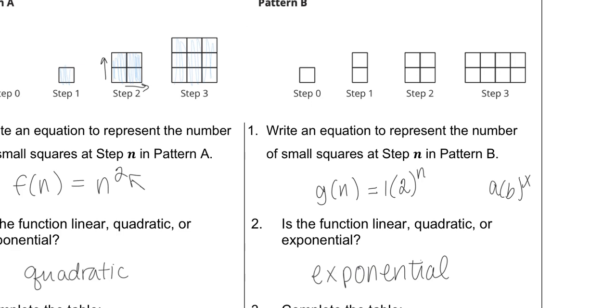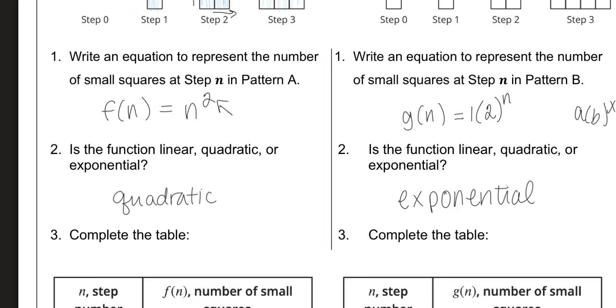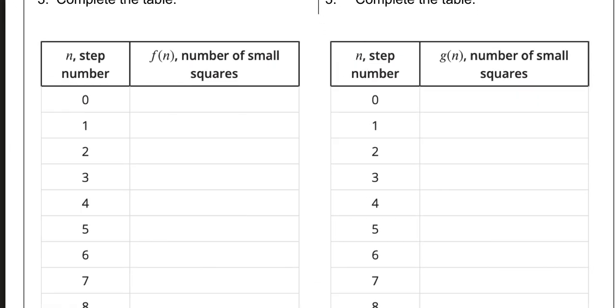Okay, so then we can go ahead and use those two equations to complete our table below. So for our first pattern, our equation was n squared. So if we look at our step number here, we would have 0 squared, which is 0, 1 squared is 1, 2 squared is 4, and we can continue down. So go ahead and complete that table and then continue playing the video after.